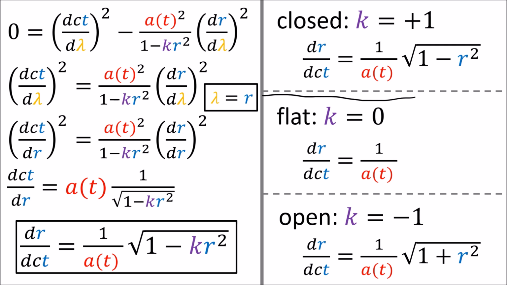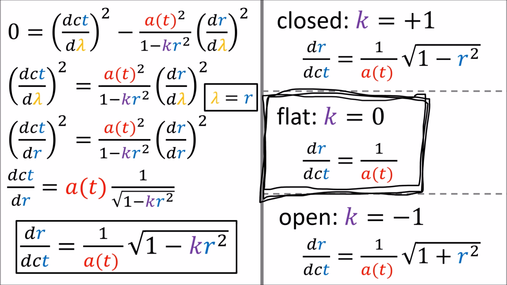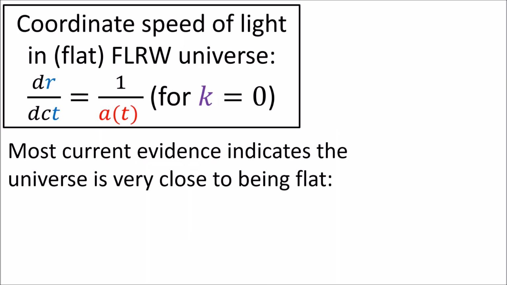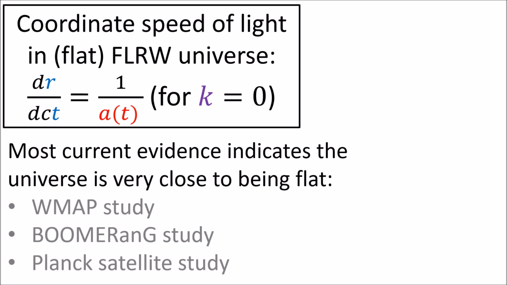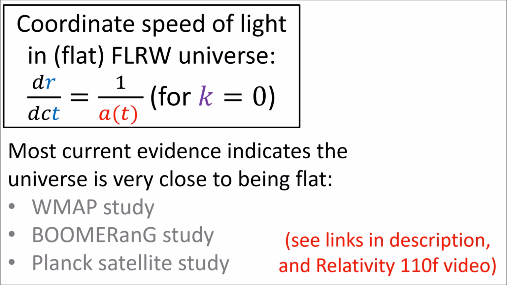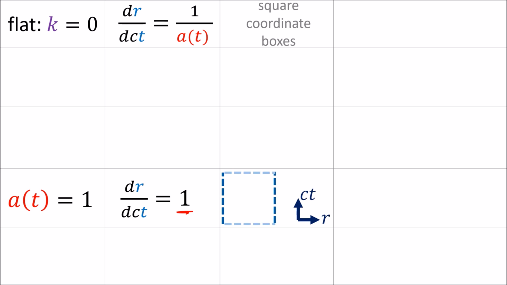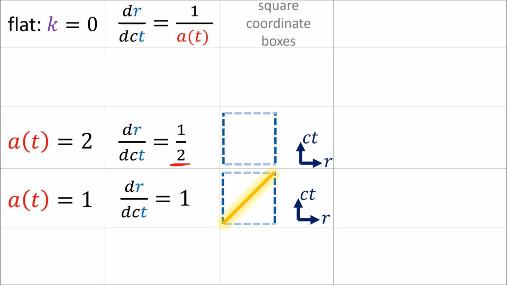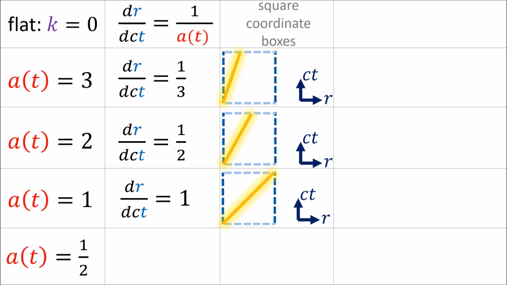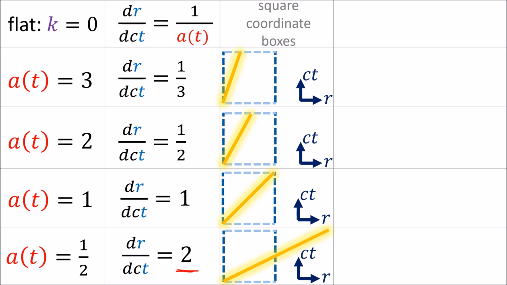Now, for simplicity, I'm only going to consider the flat k equals 0 case for the rest of this video. Most current evidence indicates that the universe is very close to being flat, so this is the case most relevant for our universe. If we take a scale factor of a equals 1, then the light beams will have a slope of 1, as expected in a flat spacetime according to Cartesian coordinates. For a scale of a equals 2, the slope of light becomes 1/2. And since time is on the vertical axis, this means the slope is more vertical. For a scale of a equals 3, the slope is 1/3. And for a scale of 1/2, the slope is 1 over 1/2, or 2.